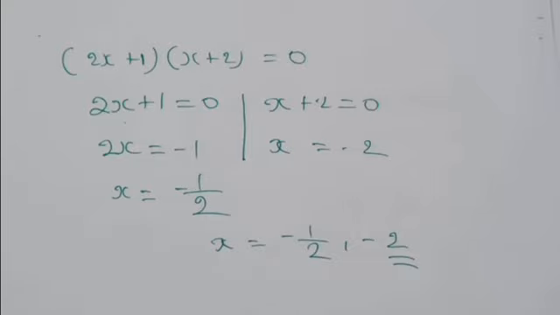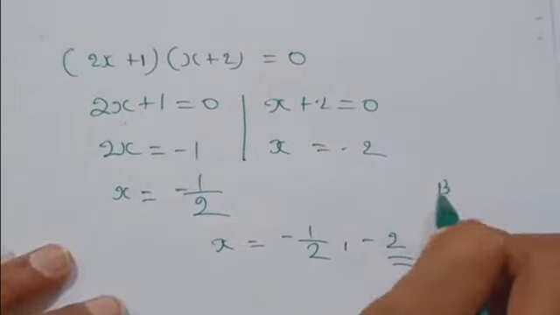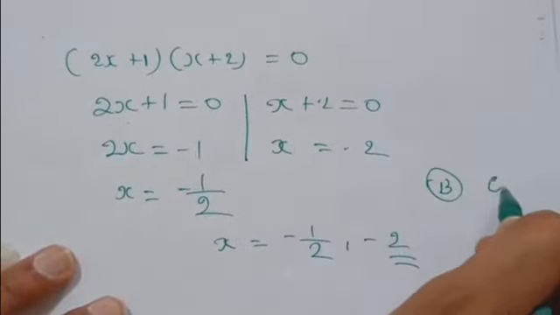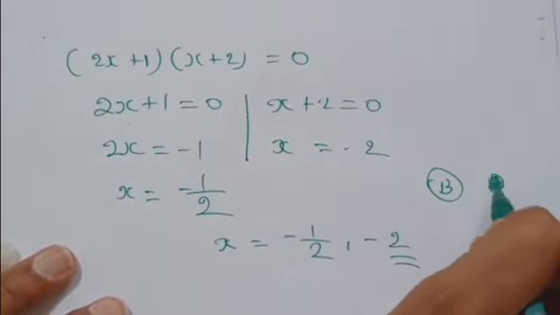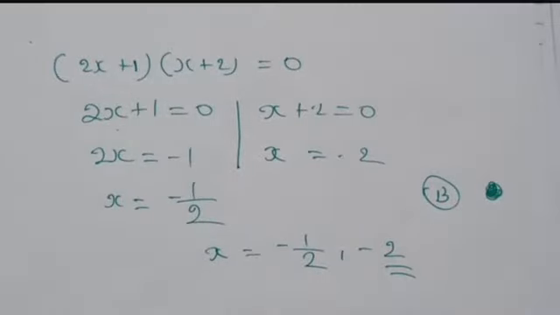So therefore which option is right, children? Minus 1 by 2 and minus 2 is there in the B option. So therefore the B option is correct. So you need to shade like this. Okay. So these are all some few important MCQs, children.